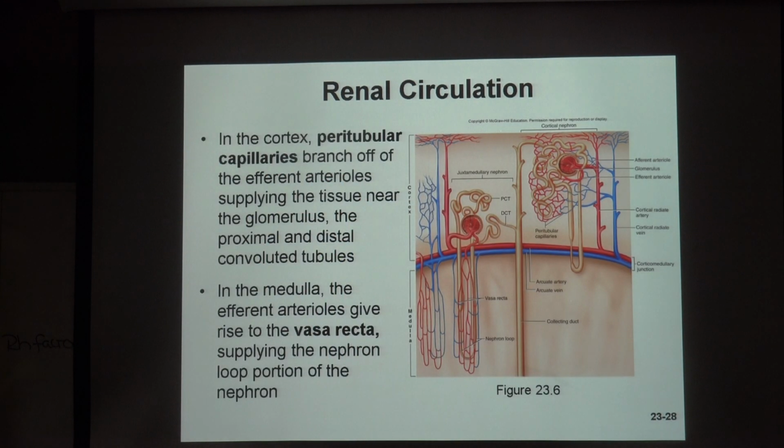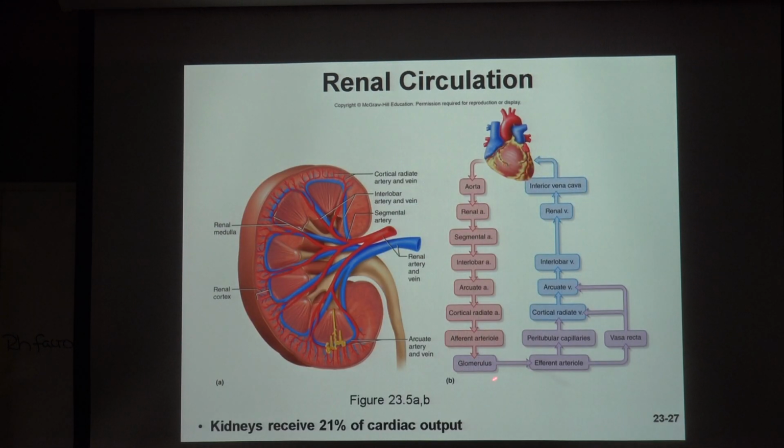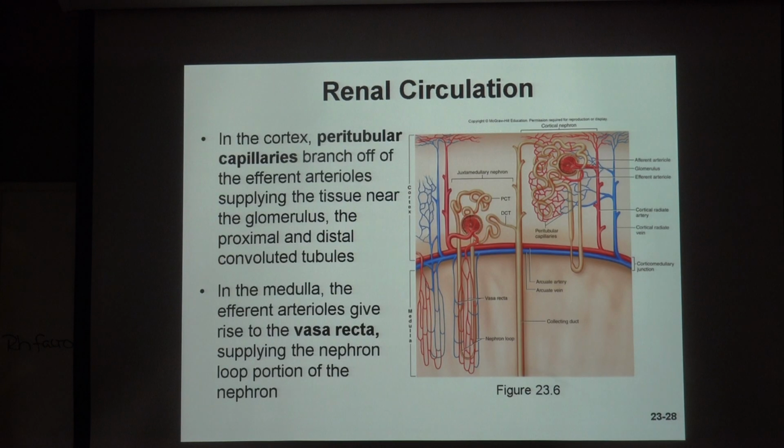And again, there are more than 1 million of these individual nephrons found per kidney, which means that there are 1 million of these little glomerulus per one kidney, okay? We need to talk about the types of nephrons that you will find and the distribution of them.